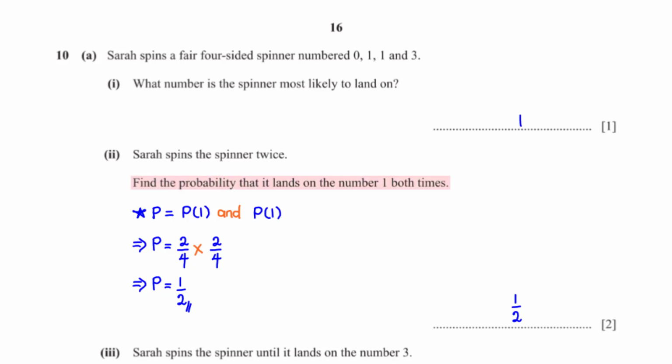Find the probability that it lands on the number 1 both times. This probability is equal to the probability that the spinner lands on 1 the first time and lands on 1 the second time. The probability that the spinner lands on 1 the first time is equal to the number of ones on the spinner, which is 2, divided by the total number of numbers on the spinner, which is 4. The probability that the spinner lands on 1 the second time is also 2 over 4. When we type this into the calculator, we get 1 over 2.